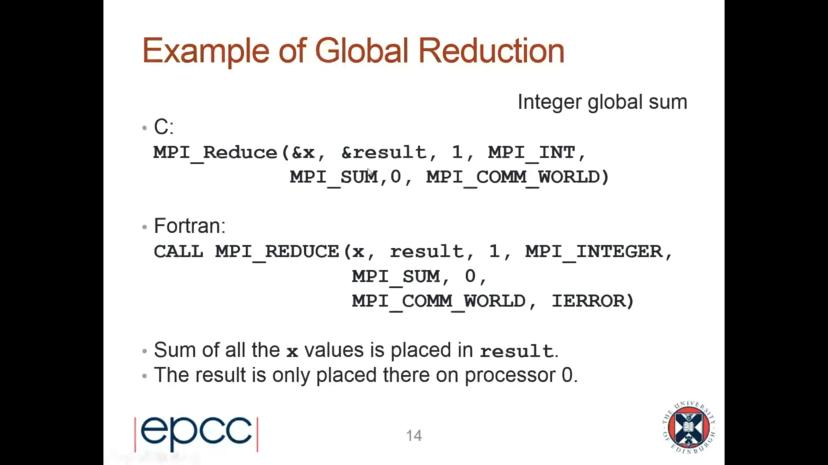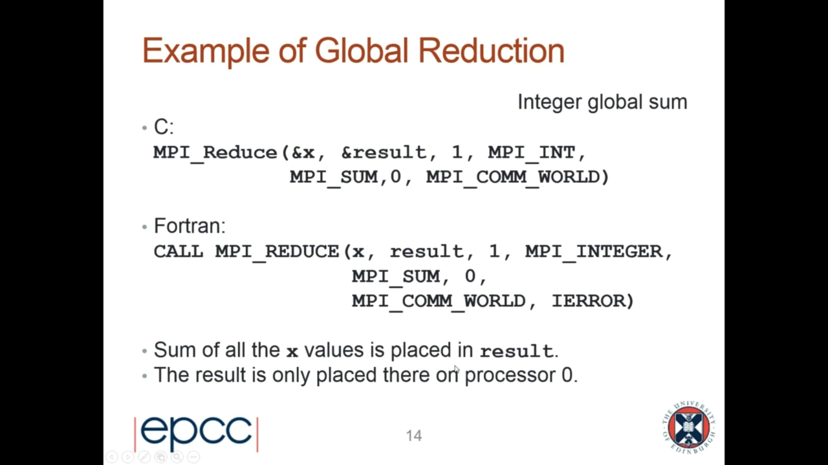So we do MPI reduce, I've got X, result, one integer. I've got X, I want to add it up, so I specify the operation as MPI sum. I want the result to go into the result variable. It's one integer, and I want the operation to take place across MPI comm world. I want the answer to end up on rank zero. So the sum of all the X values is placed in result. The result is only placed there on processor zero.